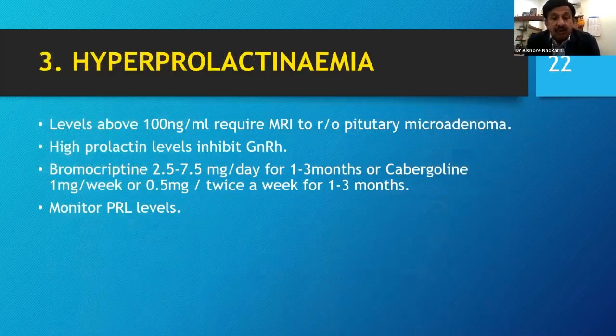Hyperprolactinemia, we are seeing quite routinely, and the treatment is, of course, cabergoline. Nobody uses bromocriptine anymore, but cabergoline 1 milligram per week. I give 0.5 milligram twice weekly for 1 month. It is very strong. It causes drastic reduction in prolactin levels. And sometimes in 15 days, the prolactin levels come back to normal. If the prolactin levels are more than 100, we look for a microadenoma. And if it's more than 250, we also look for a macroadenoma.